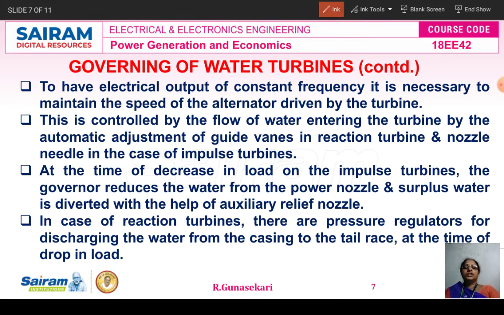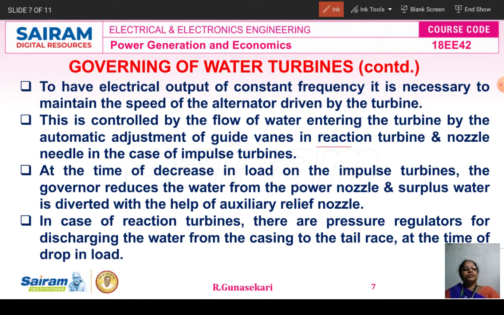The first one is, to have electrical output of constant frequency, it is necessary to maintain the speed of the alternator driven by the turbine. How to control it? By controlling the flow of water entering the turbine, by the automatic adjustment of the gate vents in the reaction turbine, or the nozzle in the case of an impulse turbine.